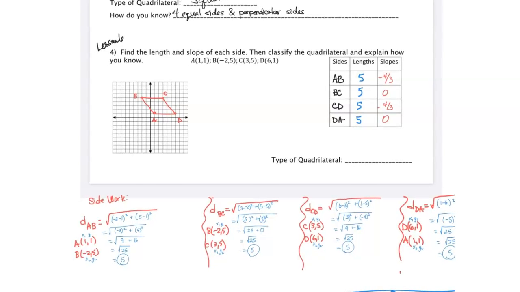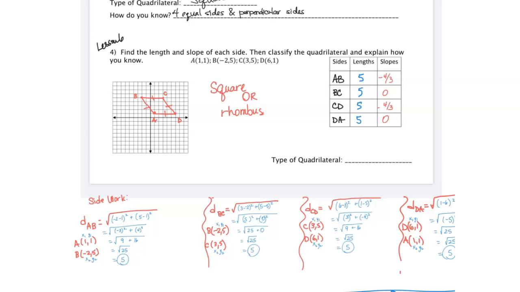Okay, so with this information, we have enough information to narrow down the quadrilateral that this represents, and then figure out exactly which quadrilateral this is. So first, we have our lengths. All 4 sides are the same. The shapes where all 4 sides are exactly the same are a square and a rhombus. So this answer is either a square or a rhombus.